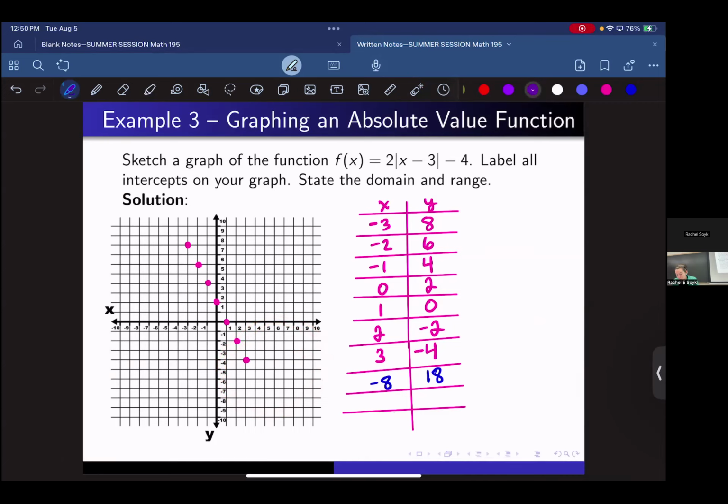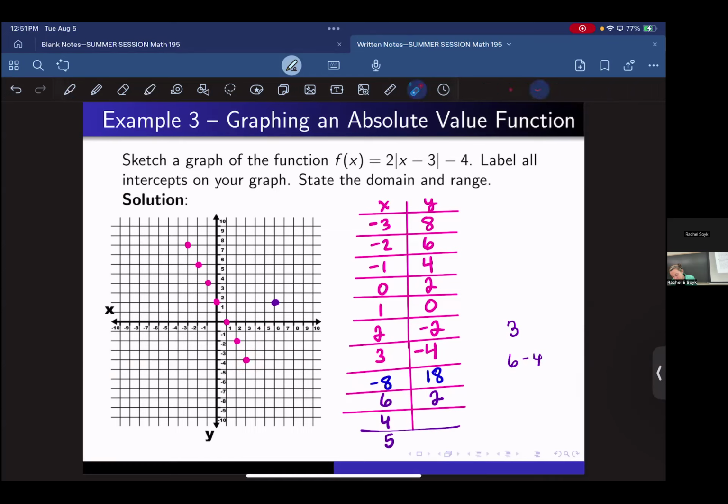All right, let's do maybe positive 6. 6 minus 3 is 3. Absolute value of 3 is 3 times 2 is 6. Minus 4 is 2. Yeah, all right, we're good. So 6 comma 2, which means I have a feeling this is a vertex. So let's put in, let's see, 4 and 5 as well.